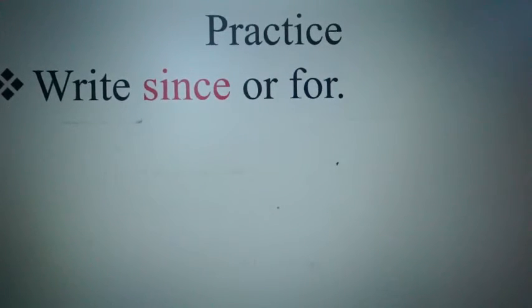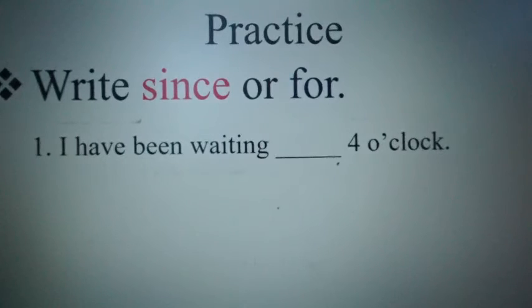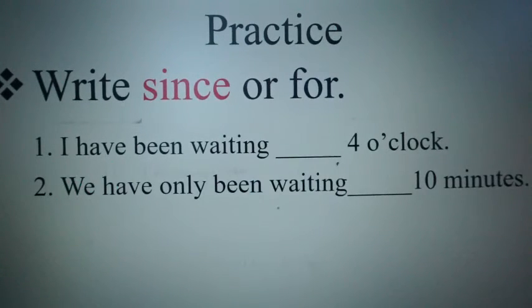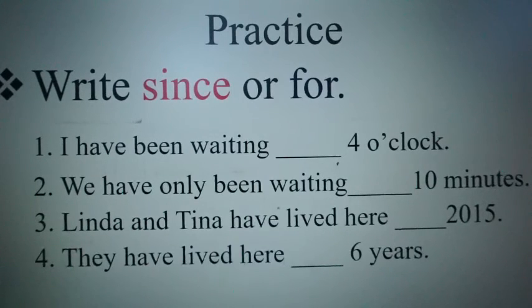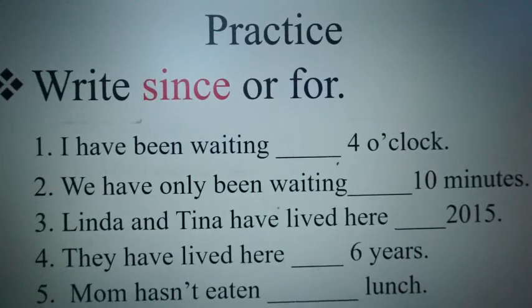Okay, so time for practicing. Write since or for. Number one, I have been waiting ___ 4 o'clock. Number two, we have only been waiting ___ 10 minutes. Number three, Linda and Tina have lived here ___ 2015. Number four, they have lived here ___ 6 years. And number five, Mom hasn't eaten ___ lunch. So here are the 5 exercises to make sure how much we understand from our lesson, since and for.